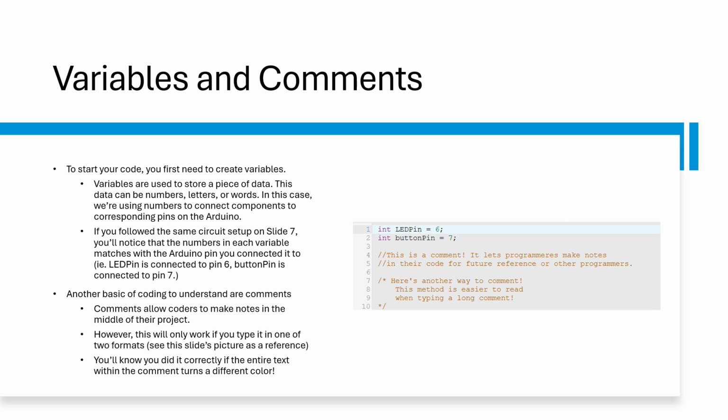If you copied the circuit setup from before, you'll notice that the number we chose for the LED pin variable is 6, which corresponds to pin 6 on the Arduino, which we connected the LED to. The other variable, button pin, corresponds to the button component we'll be using to turn on the LED. If you changed the circuit setup from before, make sure to label the variables correctly.